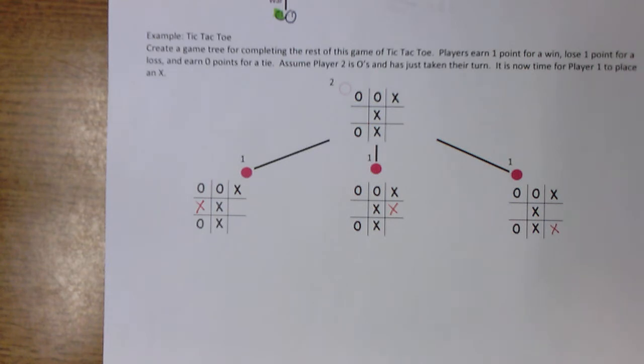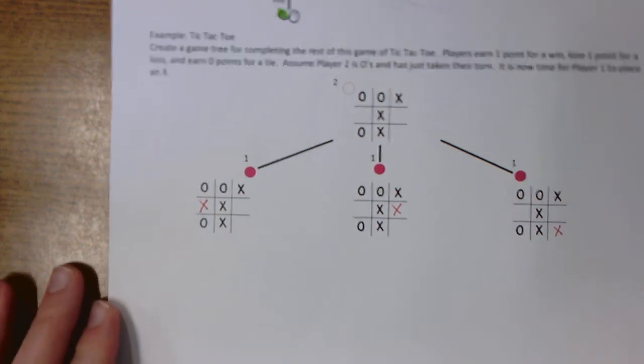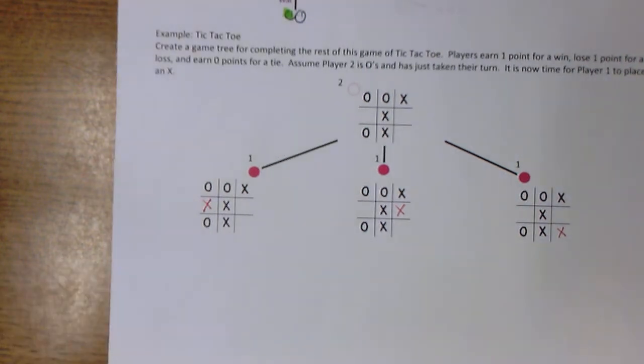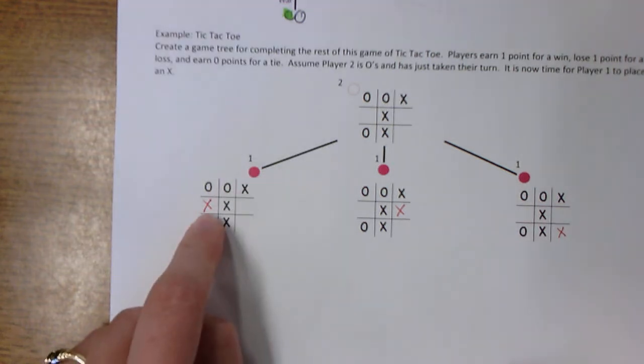So that's why I wanted to do this one. It's a great illustration of what happens when you make a game tree and how this is really practical for real life. This is things that people actually do in their lives. So looking at this, say player 1 makes the choice to put their X here.